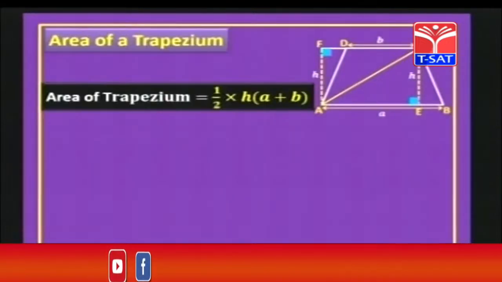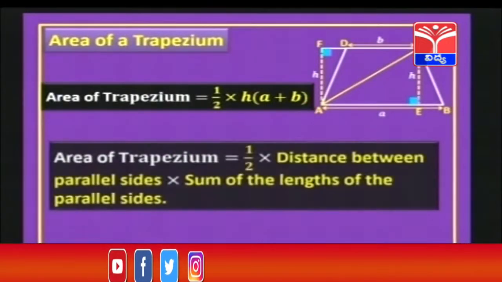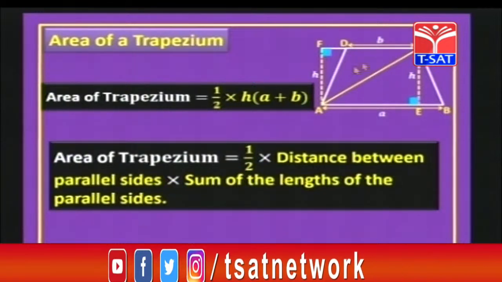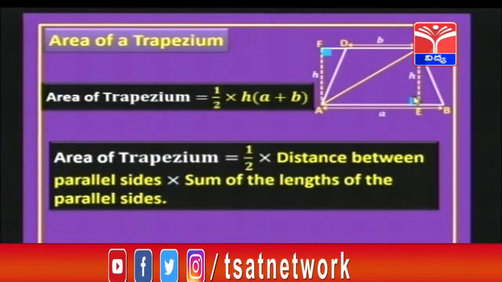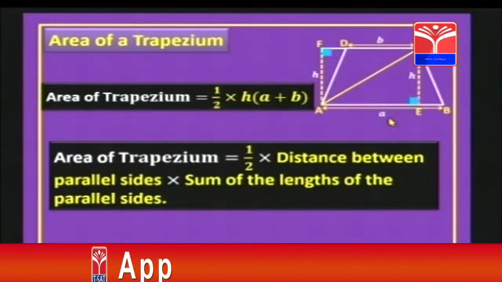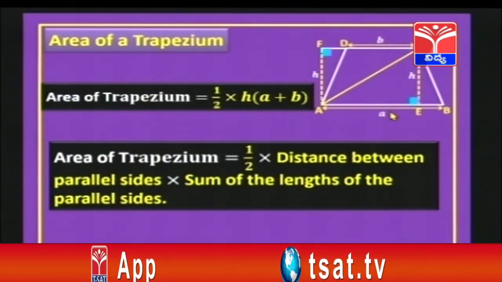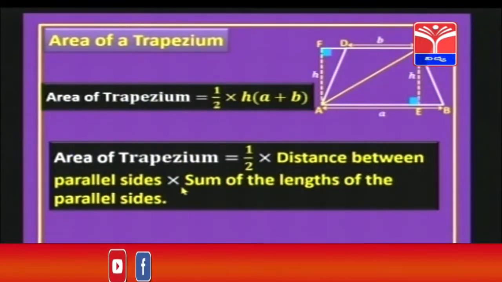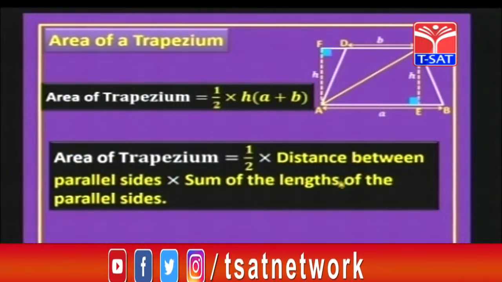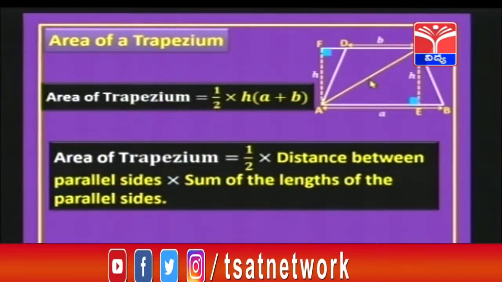Let us analyze what actually it means. So notice that, children, here h is nothing but the distance between the parallel sides. Okay, and what are a and b, children? They are the parallel sides of the trapezium. So half into h, that is distance between parallel sides, into a plus b. A plus b is nothing but sum of the lengths of the parallel sides. So this is the area of a trapezium.